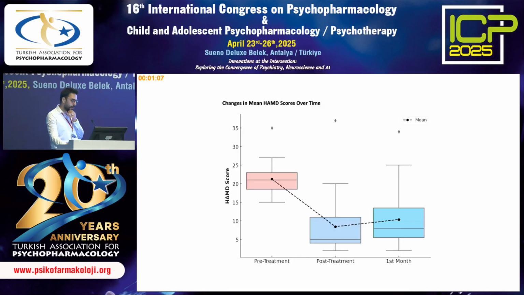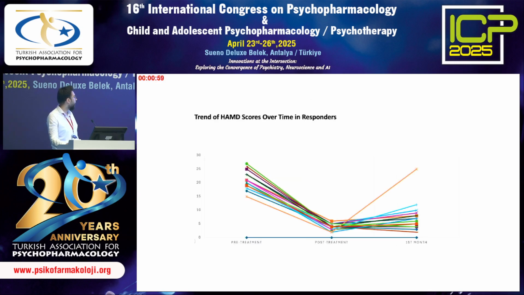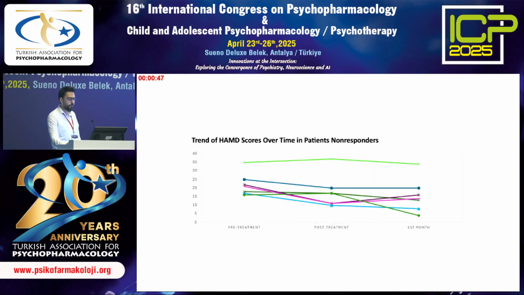Here you can see the changes in average HAMD scores over time in Hamilton. There is a slight increase, but statistically it was not so significant. So the responsive patients are shown on this graph with linear visuals. We can see there's a slight increase towards the first month.